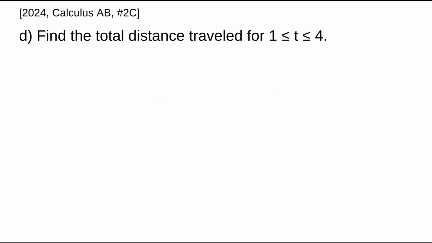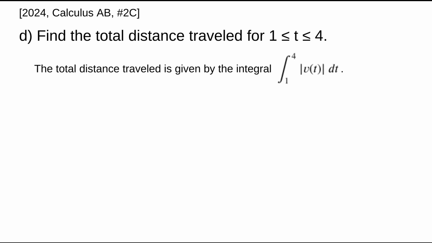In part D of this question, we are asked to find the total distance traveled by the particle on the interval from t equals 1 to 4. So recall that the formula for finding total distance traveled is basically the displacement formula, only now we're taking the absolute value of the velocity function. So the total distance traveled will be given by the integral from 1 to 4 of the absolute value of v of t dt.